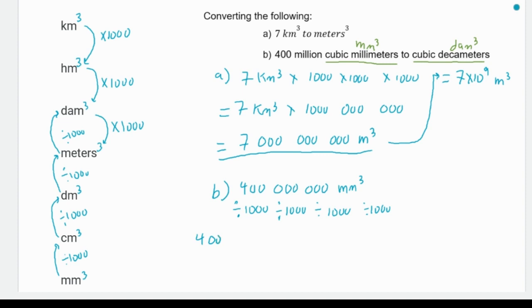But if you want to show off how much you know, you could say this is the same as 400 million divided by a trillion, which is 1 followed by 12 zeros. So that means I'm going to have to move my decimal place 12 times to the left because I'm dividing by 1 trillion. 1, 2, 3, 4, 5, 6, 7, 8, 9, 10, 11, 12. My decimal point is now going to be here. So that gives us the final answer.